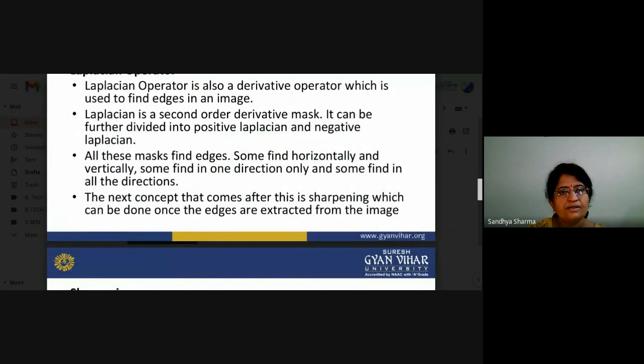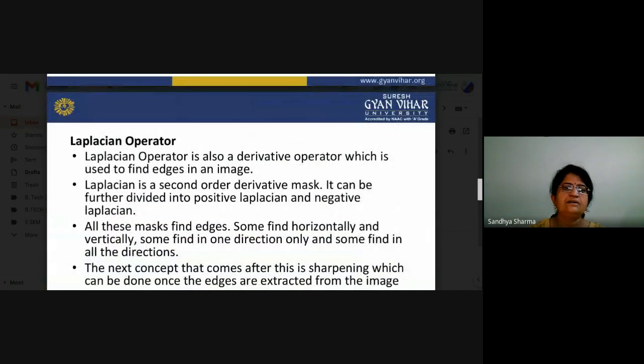Now, what about the Laplacian operator? The Laplacian operator is also a derivative operator which is used to find edges in an image. Laplacian is a second order derivative mask, and it can be further divided into positive Laplacian and negative Laplacian. All these masks find edges; some find horizontal and vertical edges, some find edges in one direction only, and some find edges in all directions.